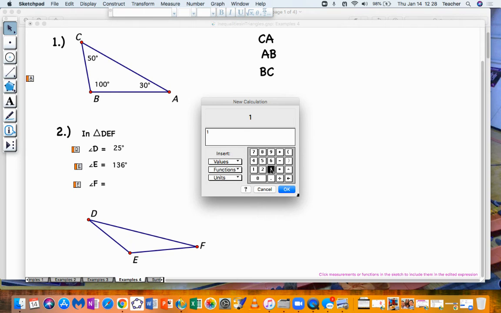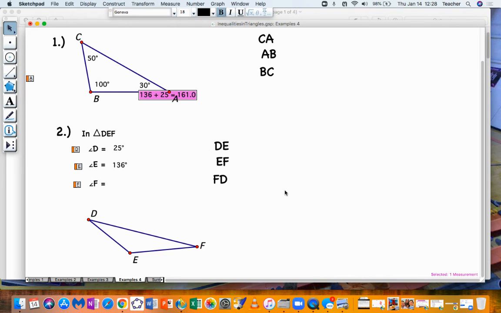All right, 136 and 25. That's 161. Okay, then I go 180 minus that. 180 minus 161, I should get 19. All right, and that gives me angle F. I knew angle D, and I knew angle E.